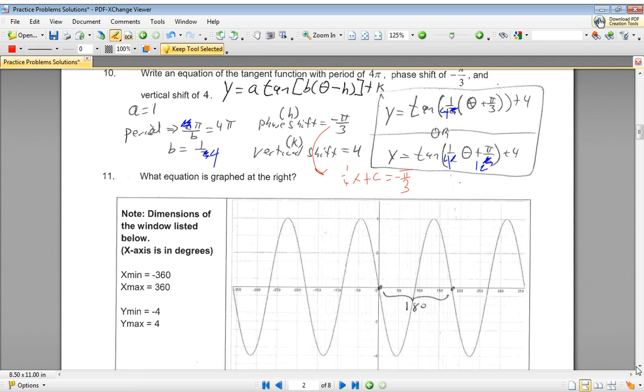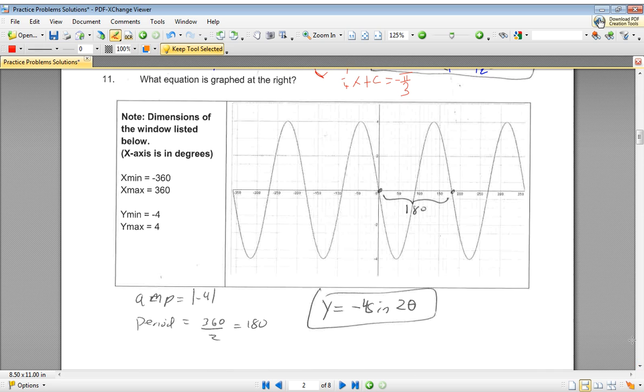For the next one, the biggest problem with this problem is it says that we're in degrees. So we have 0, basically 2 pi. 2 pi would be 360. So this is actually all the way to 2 pi. So if we look, our cycle ends at 180.